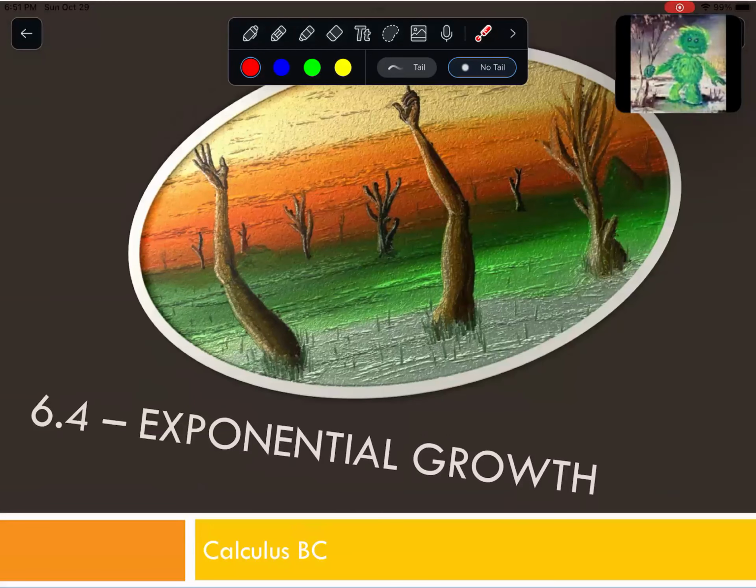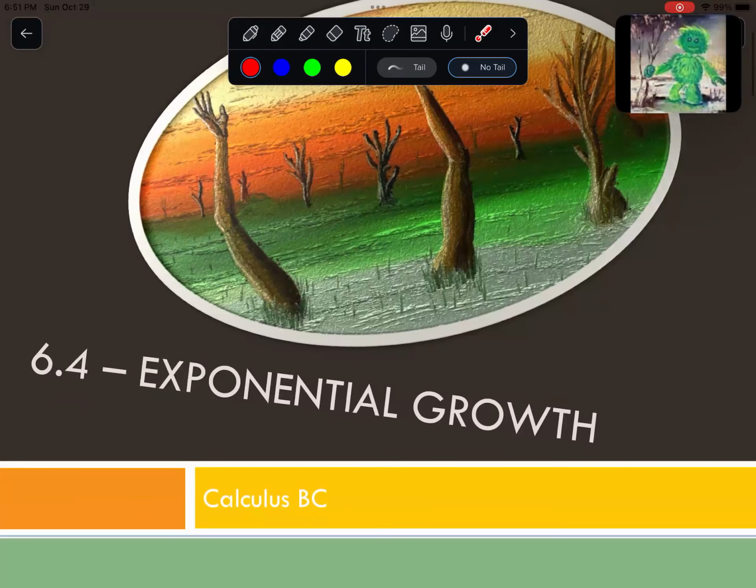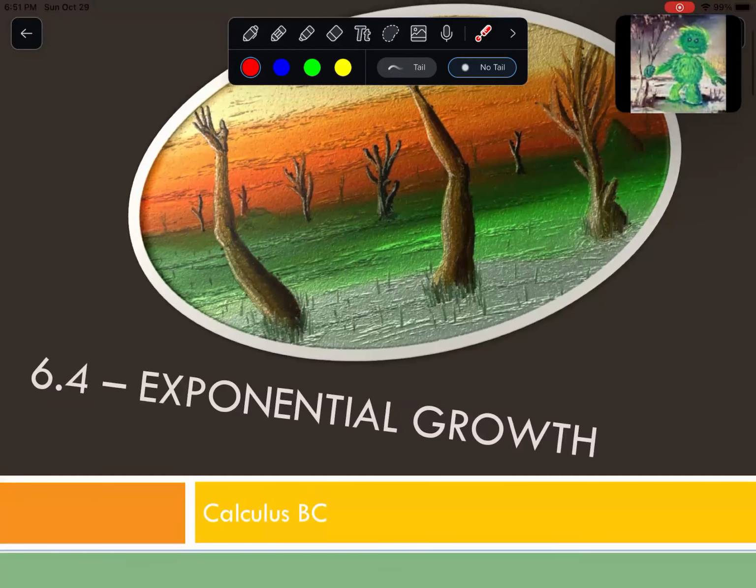Hello, everyone. This is the video lesson for the first day of exponential growth model. This is a model that you've seen before in an algebra class. Hopefully at this point you already have an idea of what the graph looks like, what the equation for exponential growth might look like. But today we look at it through the lens of calculus, and we look at the relationship between an exponential growth function and its own differential equation.